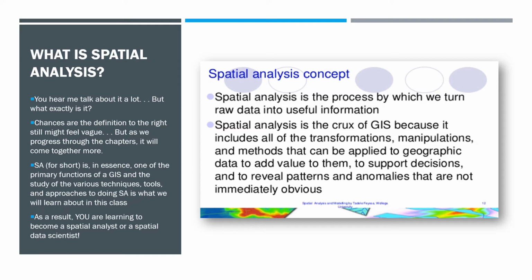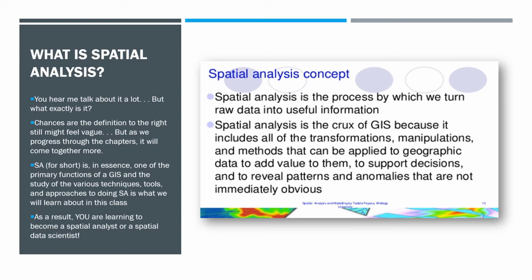So the spatial analysis concept, this says spatial analysis is the process by which we turn raw data into useful information. And according to this, it is the crux of a GIS because it includes all of the transformations, manipulations, and methods that can be applied to geographic data to add value to them, to support decisions, and to reveal patterns and anomalies that are not immediately obvious. So chances are the definition to the right might still feel a bit vague and big, but as we progress through the chapters, it will start to come together more.